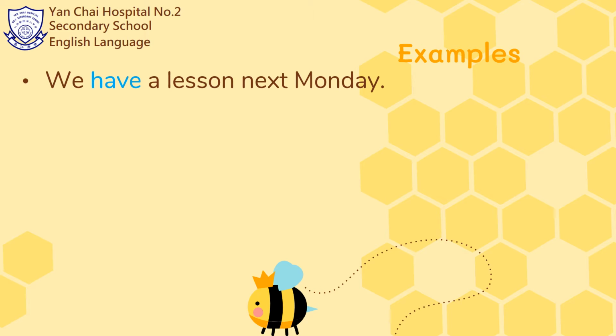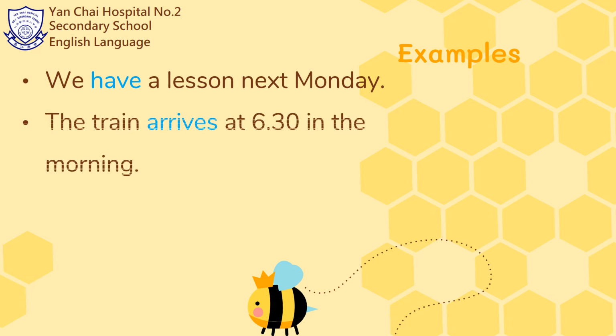We have a lesson next Monday. So here, the verb here we use simple present tense. The train arrives at 6:30 in the morning. So again, this is a fixed schedule, so we use simple present tense.